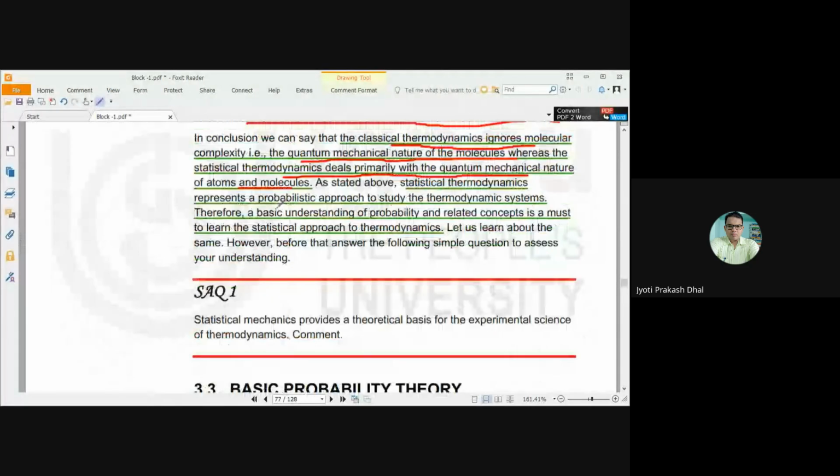So statistical thermodynamics represents a probabilistic approach to study thermodynamic systems. As in statistical thermodynamics we will use microscopic, atomic or molecular levels, a probabilistic approach will be used.